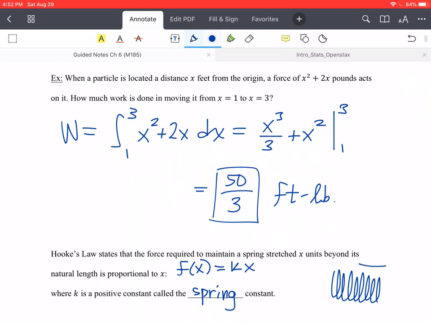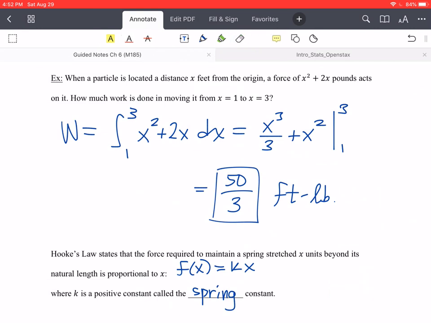If I want to stretch this spring out, I'm going to have to apply force to it, apply work to it. If I stretch it out a certain amount, it's going to cause an increase in the amount of force that is required as the distance, x, increases. If I stretch it really far out, it's going to take a lot more work, a lot more force to keep it stretched out that far. That's all this is saying: the more you stretch it, the more force that's required to keep it stretched that way. Okay?